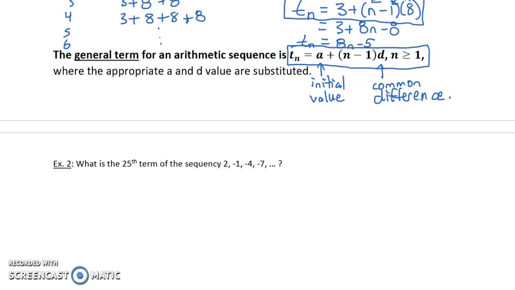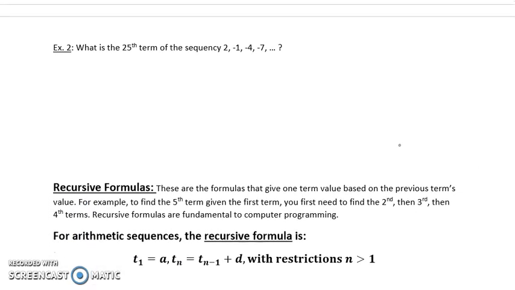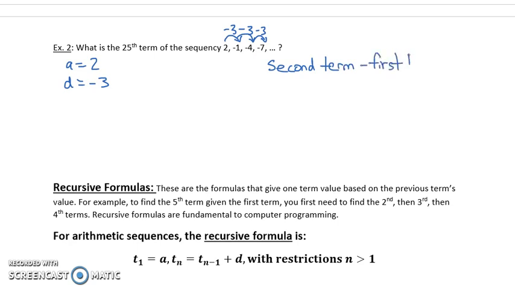Let's do an example to see how this is useful. What is the 25th term of the sequence 2, negative 1, negative 4, negative 7? Well, the first thing we recognize here is that a is 2, that's the starting value, and d, the common difference, is negative 3. How did I find that? This is a fairly obvious example where I can just say if I subtract 3 every time I get that. But in general, if it's not so obvious, we can take the second term, or the later term, minus the first term. So negative 1 minus 2 gets me negative 3.